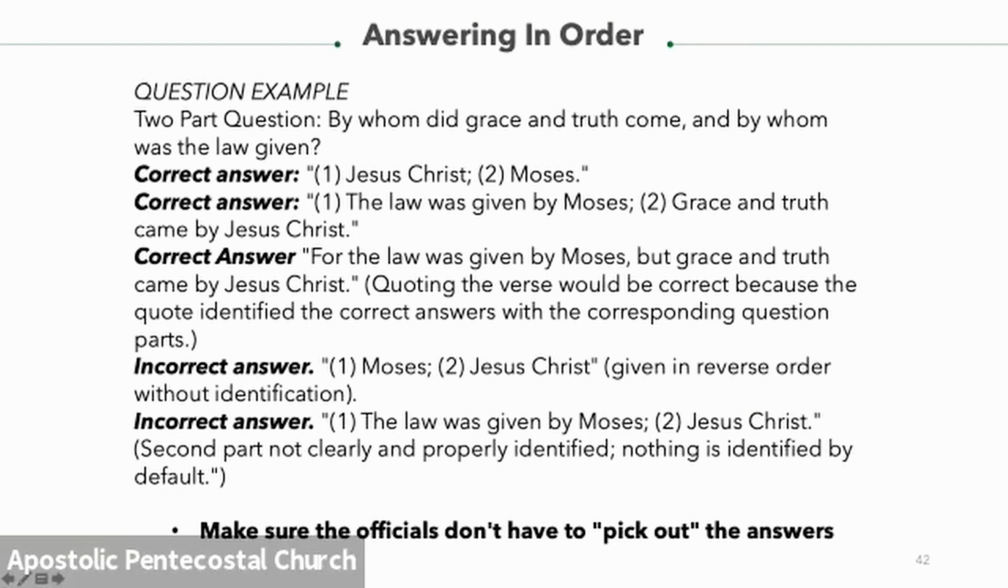Incorrect. The law was given by Moses, Jesus Christ. So the second part was not clearly and properly identified. Nothing is identified by default. That is big. Just because you clarify part of it doesn't mean the rest of it is clarified. And why is that? Just because you proved you knew one half of it doesn't mean you proved you knew both of those things. Yes. Context and content.